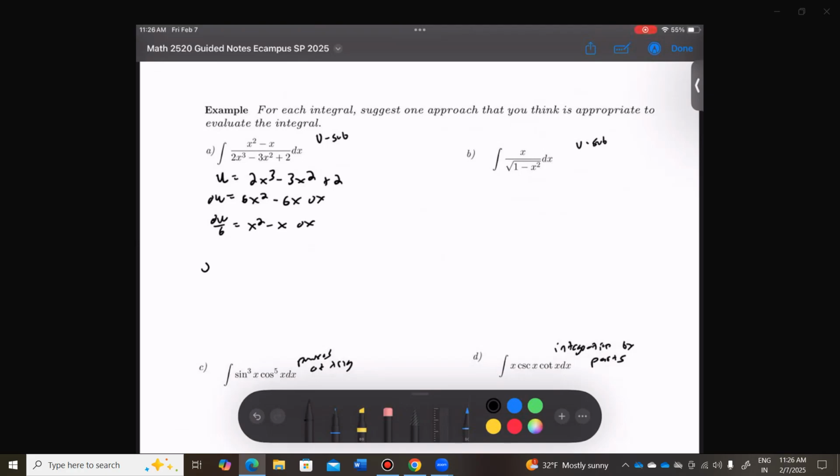Right, so I can make this integral now 1/6 du, and then on the bottom it's just 1 over u. And so this becomes 1/6 the natural log of u plus c. And then this becomes 1/6 natural log of 2x cubed minus 3x squared plus 2, plus c.